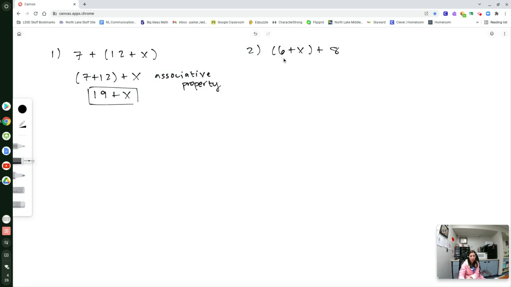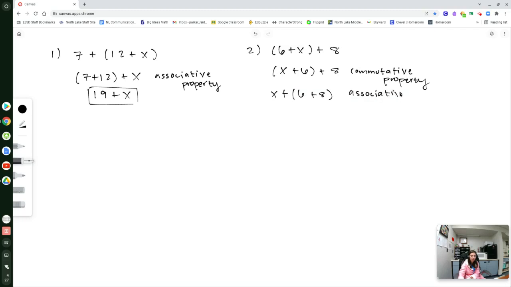So I'm going to use my commutative property to switch the order of the 6 and the x. When I add things together, I can change the order according to the commutative property. So I'm going to switch that x and 6. That way 6 and 8 are a little closer together. They're still not in the same group though, so I do need to pick up the grouping symbols and move them over to be around the 6 plus 8. I can do that because of the associative property.